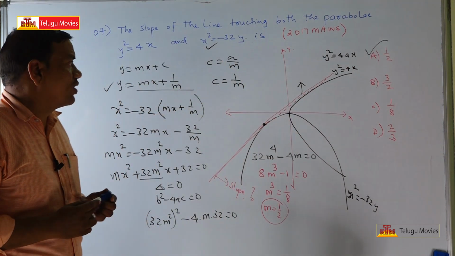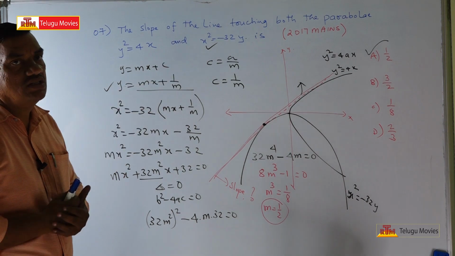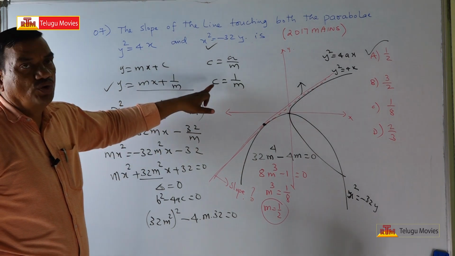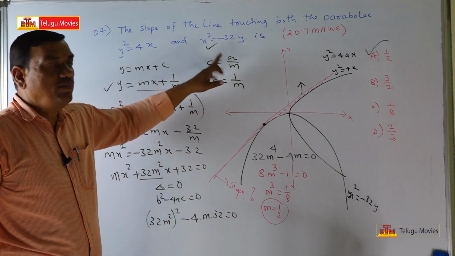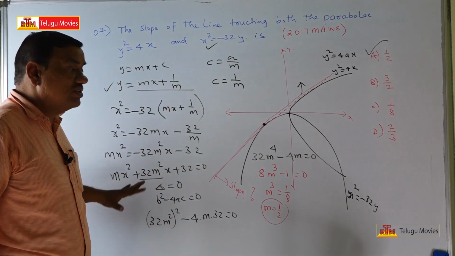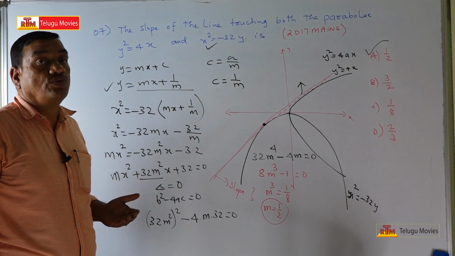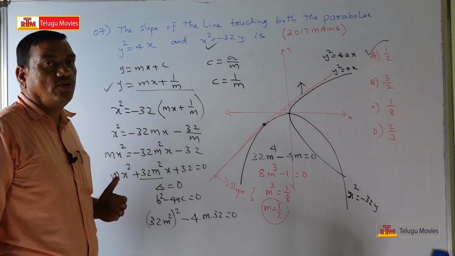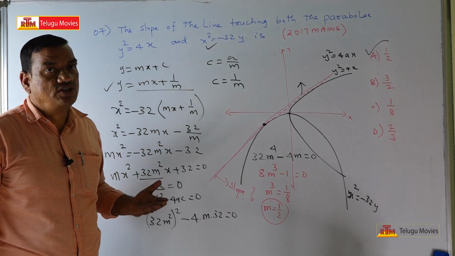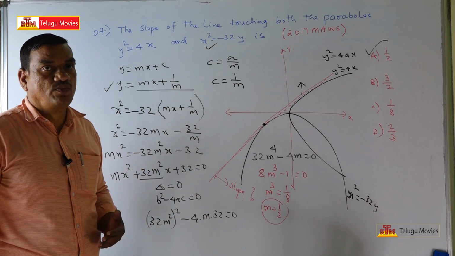So, a very easy problem. It was asked in 2017. The first concept you should know is c = a/m, and that on solving these two equations, the quadratic equation will have two equal roots. I hope that you understand this solution. So let us go for the next problem.